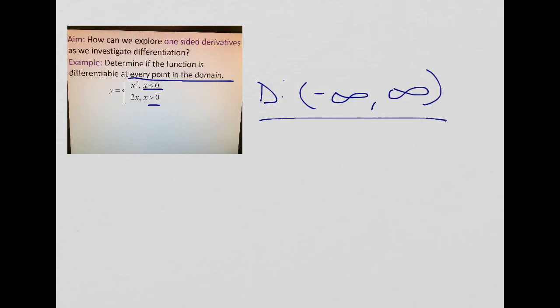So the issue is what is going on at x equals 0. Because if you look, that's where our function splits off from being a parabolic curve to a line with a positive slope of 2. So we need to know if it's differentiable at that point, because then every point in the domain would be differentiable. We're good before 0 and we're good after 0. We just need to see what's going on at 0, and the reason for this is because it's where it breaks off.